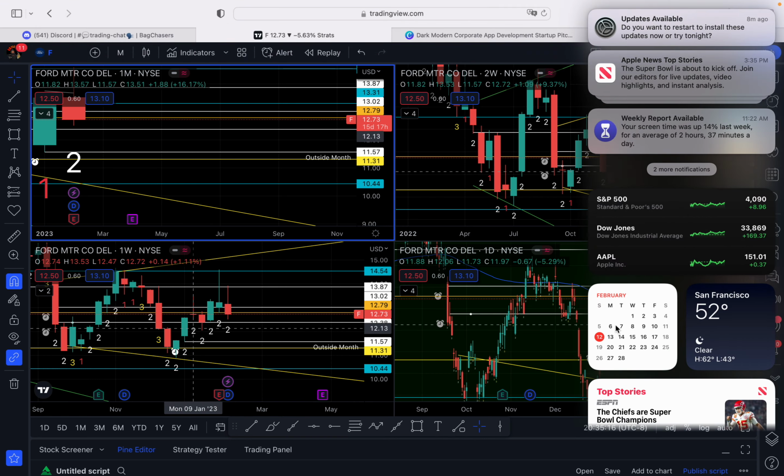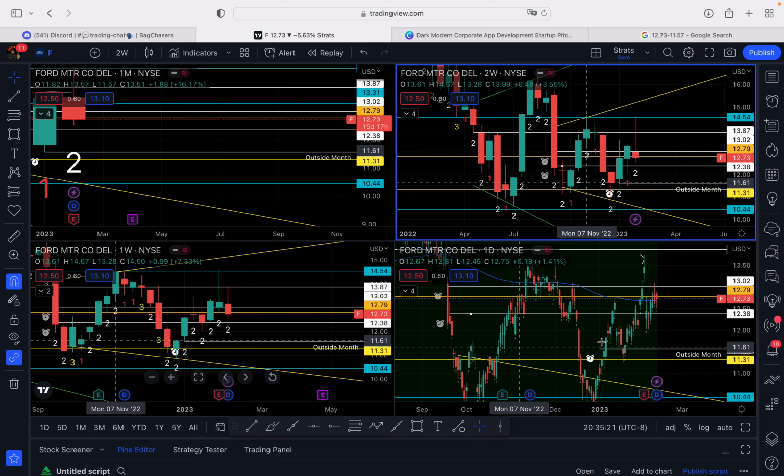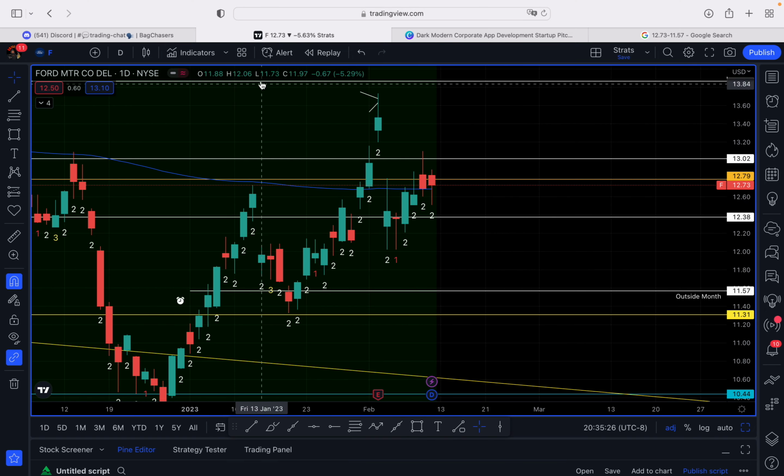How many days do we have left? We already did that. So that's 5, 10. We have 12 days left. How much does Ford usually move on any given day? Let's check. I'm looking at the high and the low differential here. So 1290 to 1250, about 40 cents. 1310 to 1260, about 50 cents. 1280 to 1250, about 30 cents. 1270 to 1220, 50 cents. All right, so you see a little pattern, about 50 cents a day.